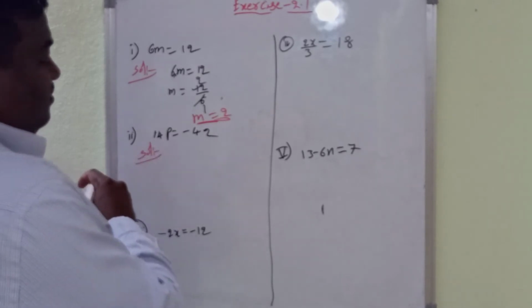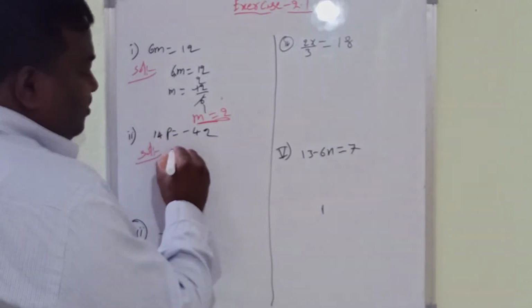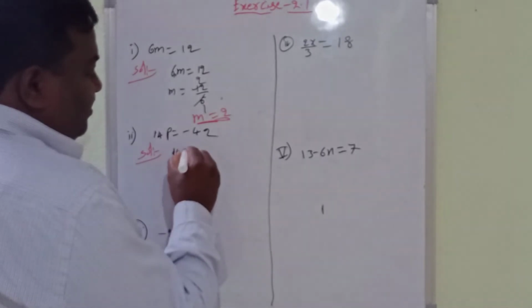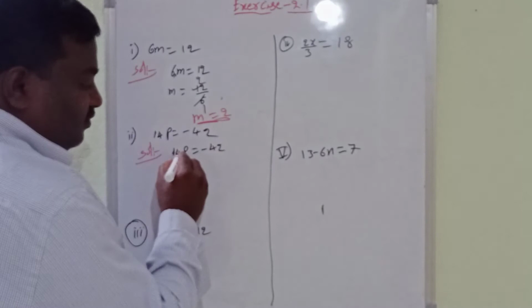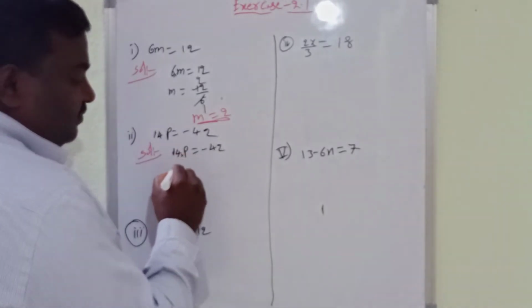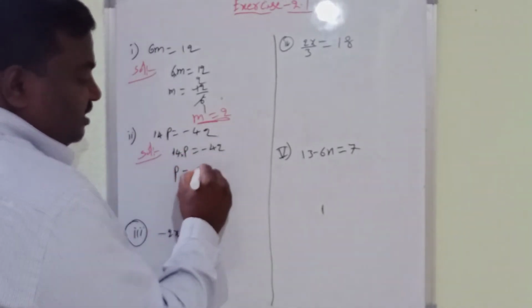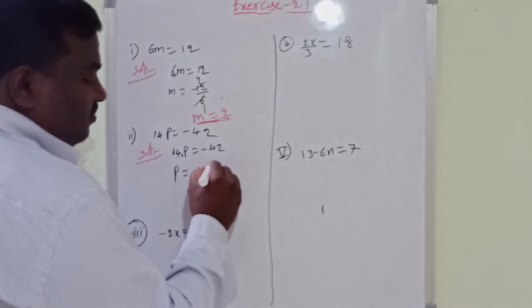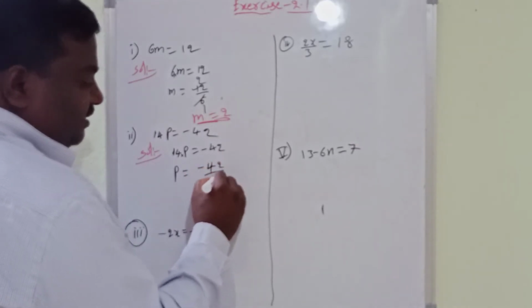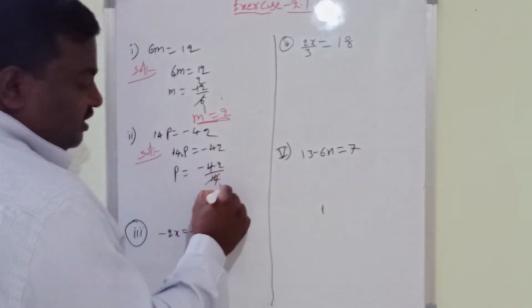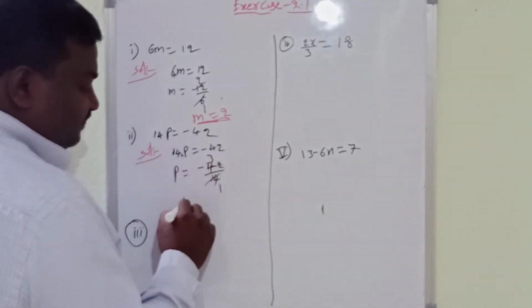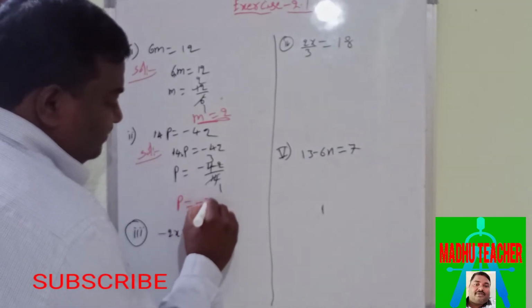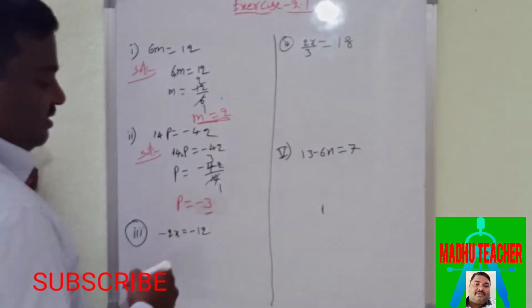Next, what is given? 14p equal to minus 42. So it is 14p means 14 into p. So transpose 14 to right side. That will become by 14. 14 ones are 14. Dividing with same. 14 ones are 14, 14 threes are 42. Then p equal to minus 3. Minus 3 by 1 is minus 3.